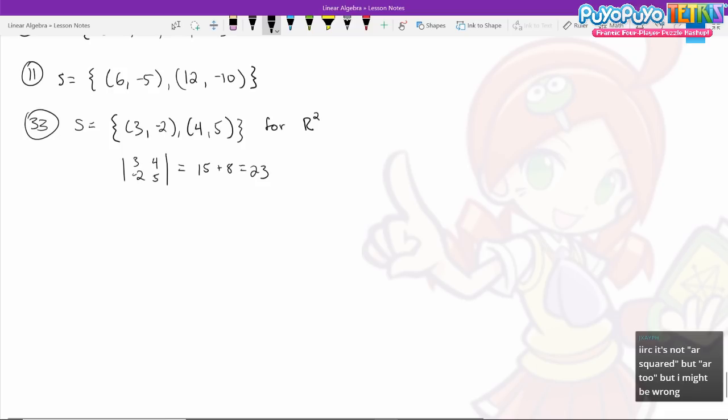R2, sorry, I'm stupid. So wait, how much does my book expect me to solve for this? I just want to know. Because taking the determinant is enough in this case, isn't it? Ugh. Whatever, I'll just do it.